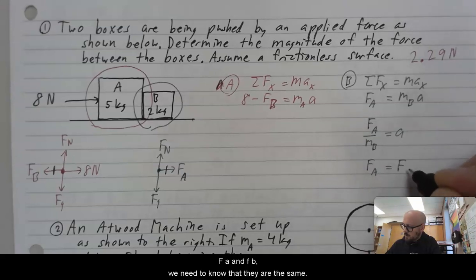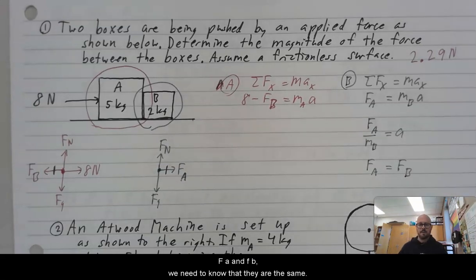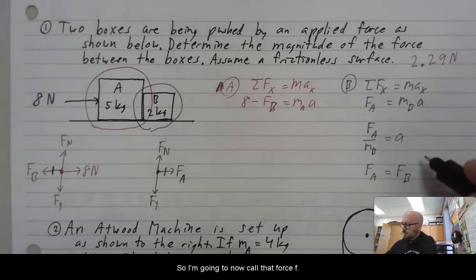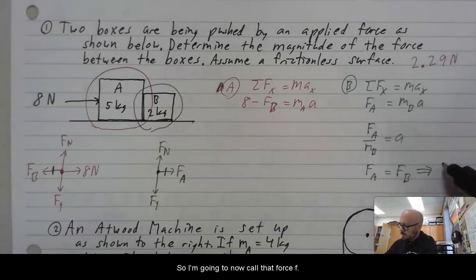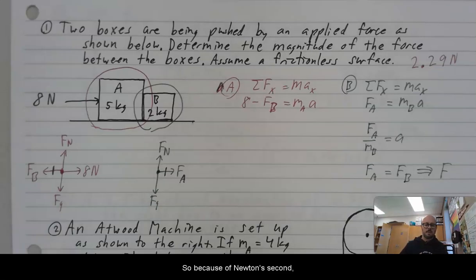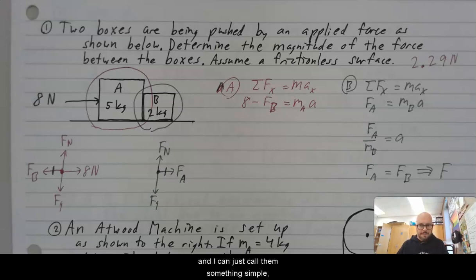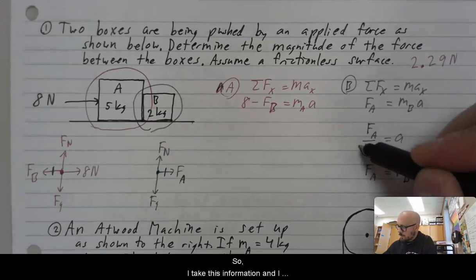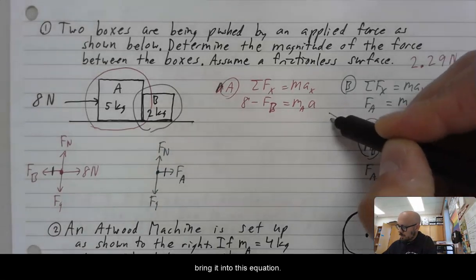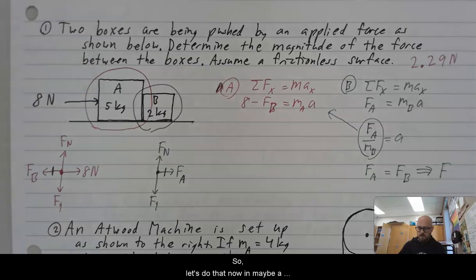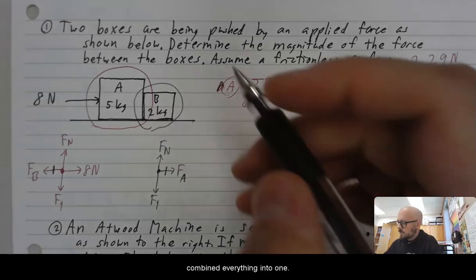But something else needs to happen. Fa and Fb, we need to know that they are the same. So I'm going to now call that force F. Because of Newton's third law, I know that those forces are the same. And I can just call them something simple, and that will then be my answer. So I take this information and I bring it into this equation. So let's do that now in maybe a third color so we can see that we've combined everything into one.